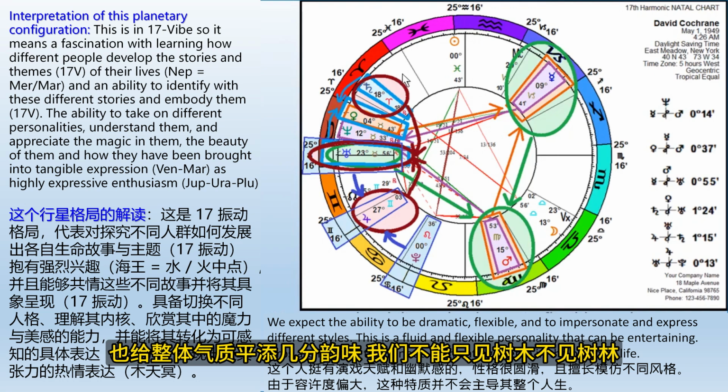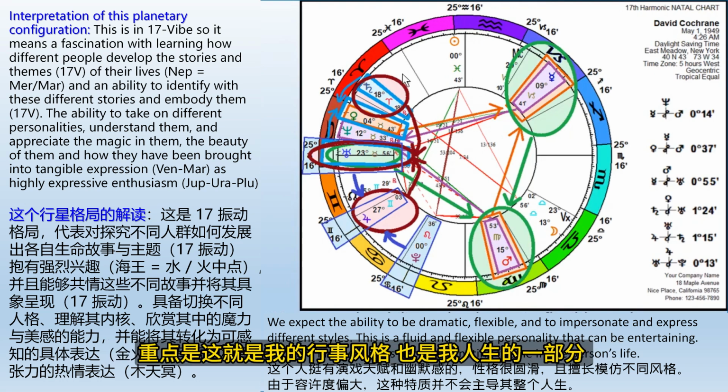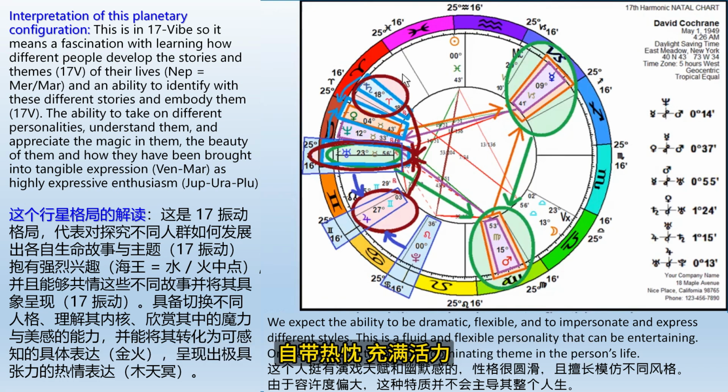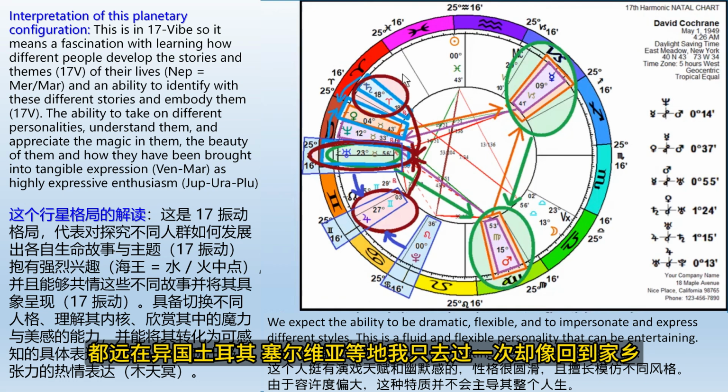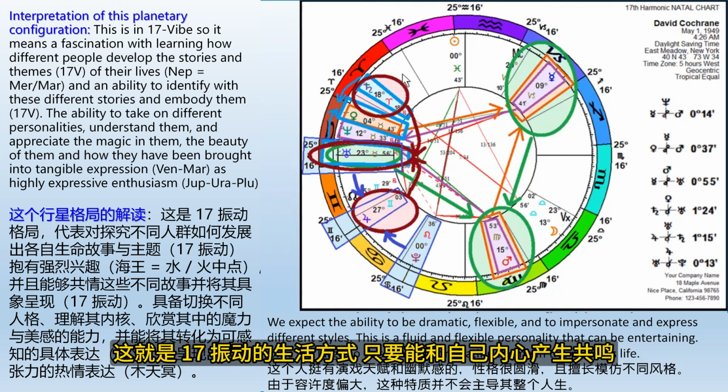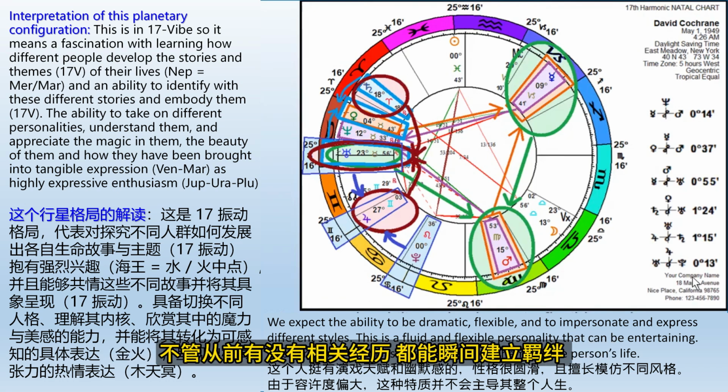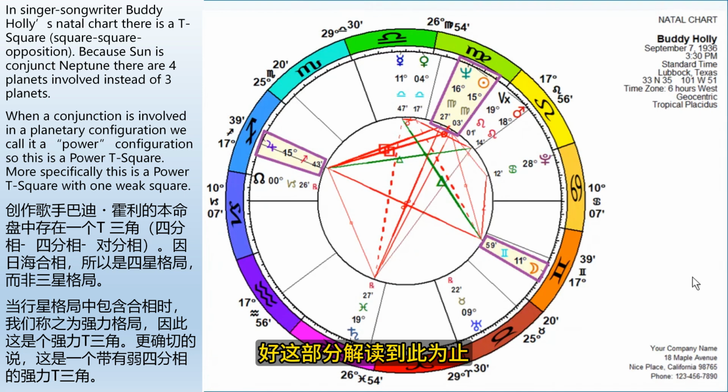You don't want to get lost in the trees and miss the forest. The main point is, this is what I do. This is a part of my life. I can add enthusiasm, vibrancy. I can identify with different storylines. Some of my closest friends and people I feel identified with are in other countries, in Turkey and Serbia, etc. I go there once and this is home. This is a VA way of life. You find something that makes a connection with you, whether you've had experience with it or not in the past. Okay, that's the interpretation.